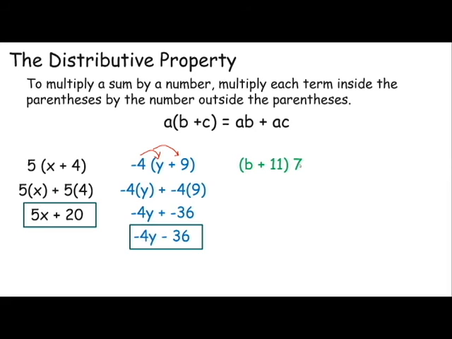Don't let it throw you off if I put the outside number on the other side. Remember, this is just multiplication, and the commutative property says it doesn't matter which one goes to which side. The 7 has to go to both. I have 7 B's and I have 7 11s. 7 B's I can't do anything with, but 7 11s I can just turn into 77, and we're done.